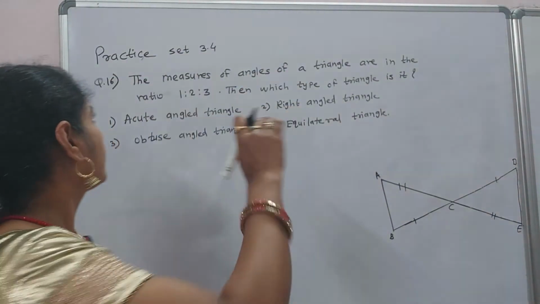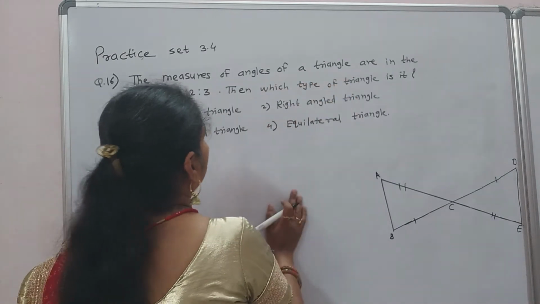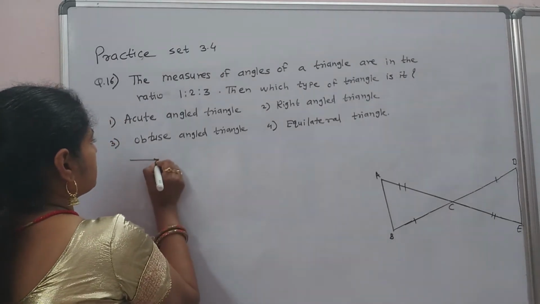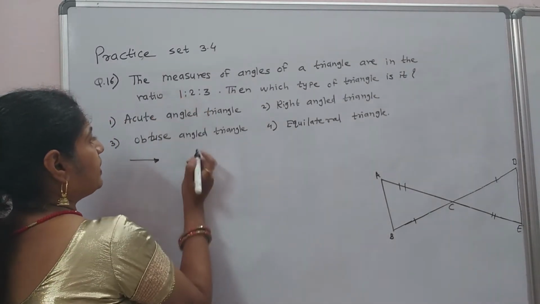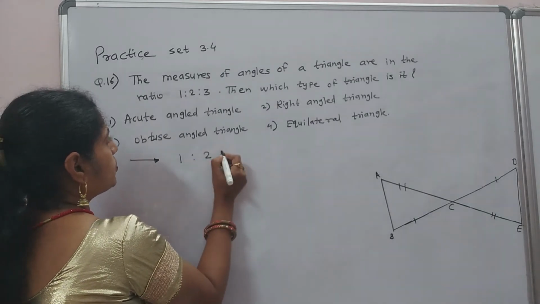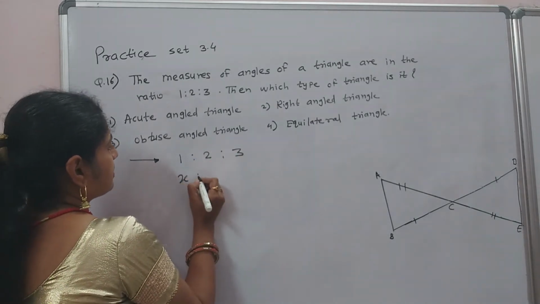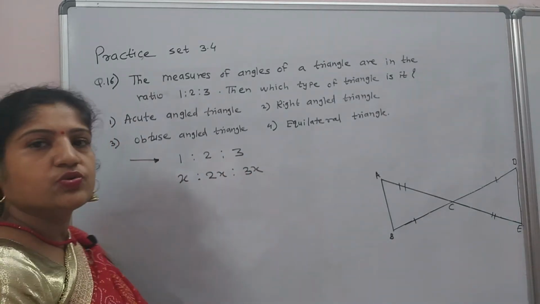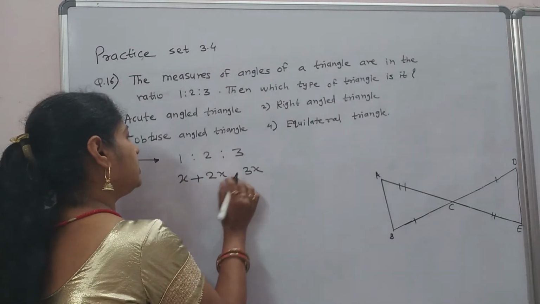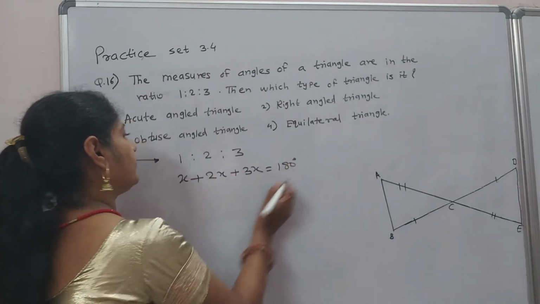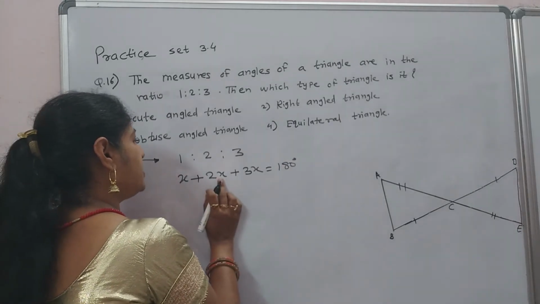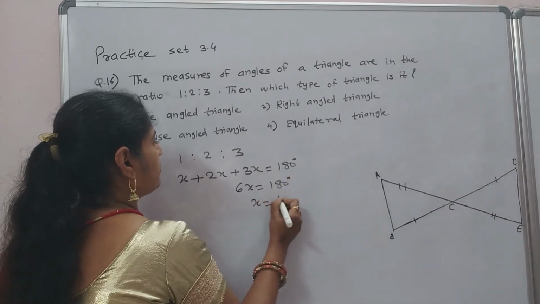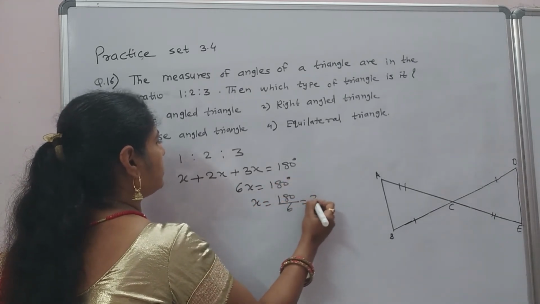Now next question. The measures of angles of a triangle are in the ratio 1:2:3. Then which type of triangle is it? Take a common multiple x: 1 as to 2 as to 3, that is x, 2x and 3x. The addition of 3 angles is equal to 180. x plus 2x plus 3x, 6x equal to 180. So x equal to 180 divided by 6, that is 30.